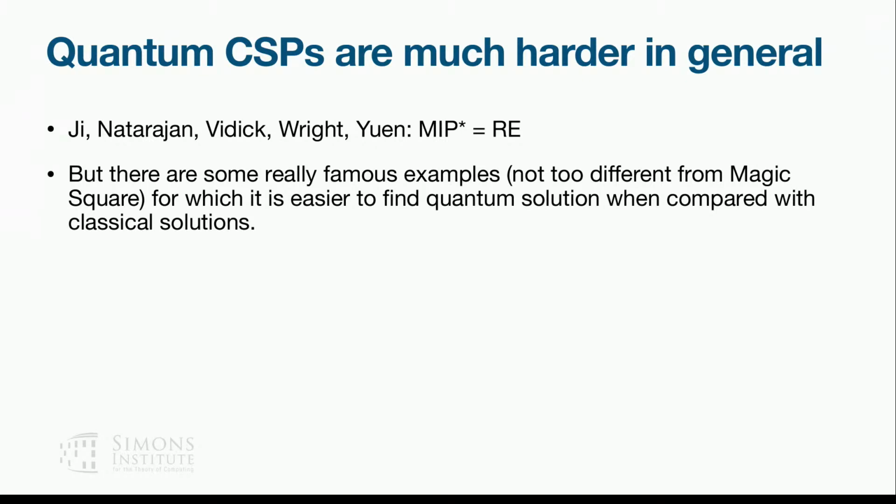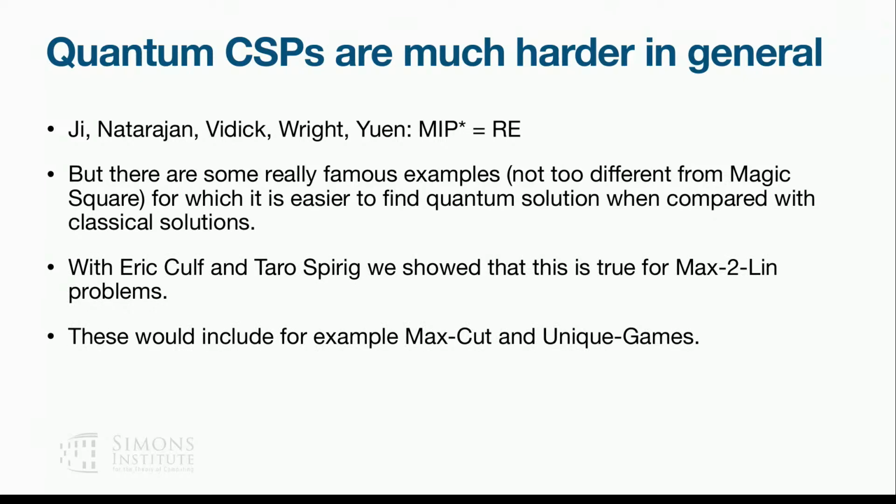And we were intrigued by this problem. We wanted to understand what exactly these classes of problems are. In a preprint that is currently under review with my co-authors, we were able to show that there is a class of constraint satisfaction problems, technically known as Max-2-Lin problems, where this phenomenon occurs, where the quantum solution can be found more efficiently, whereas classically we don't know whether we could do that or not.